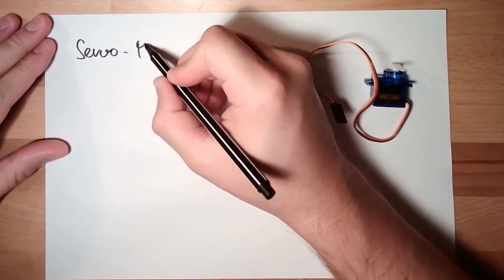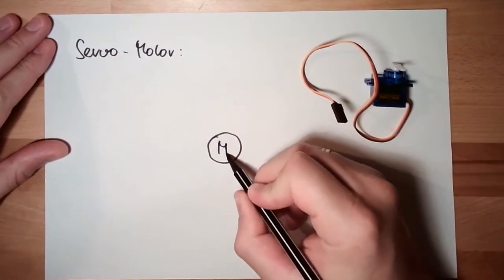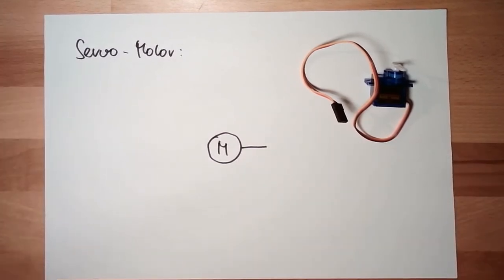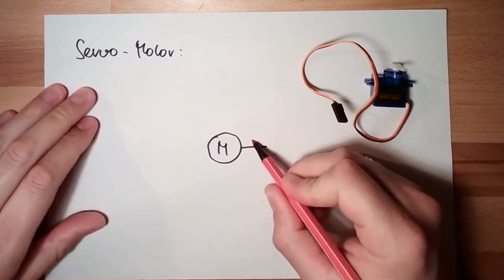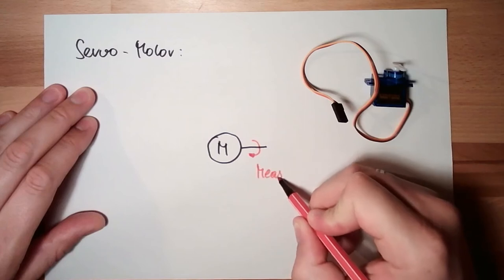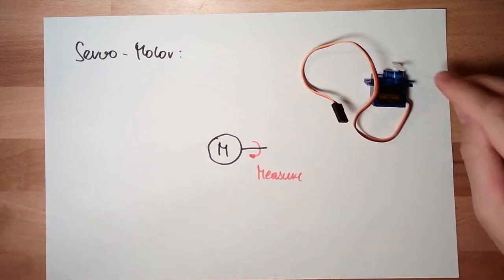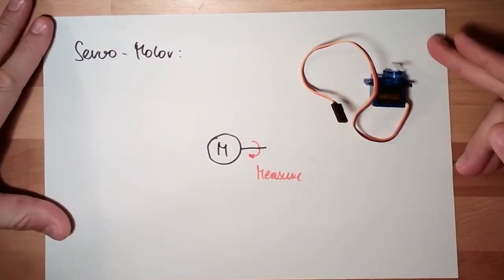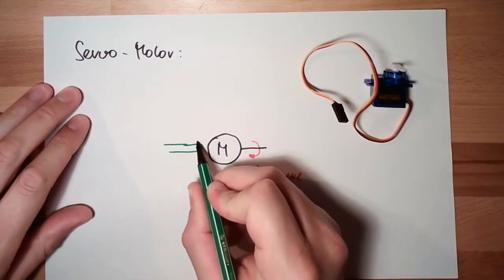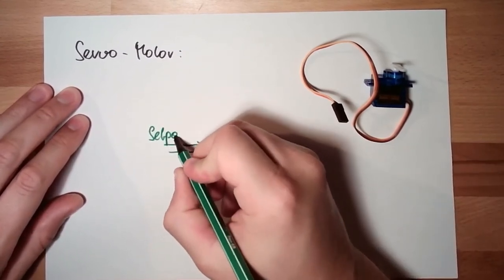Servo motor. A servo motor is nothing more than a motor, an electrical drive, whatever. However, the servo motor does measure its rotation. That's inside there. It measures how many degrees it has already rotated. And we can tell the servo motor somehow how far it should turn, that we can give it a set point.